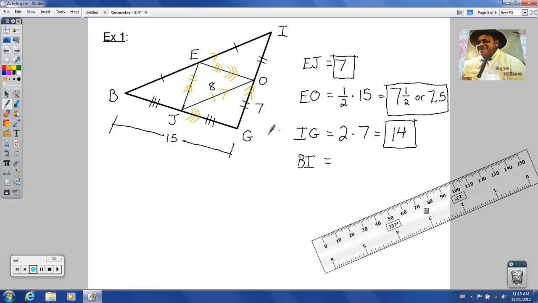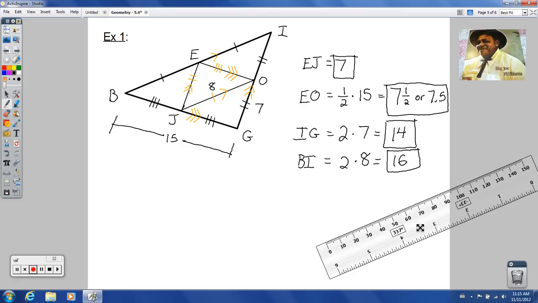And BI, what is BI? Well, this is not given to me, but I know that this is going to be half as long as this. In other words, I know that BI is going to be twice as long as JO. So I could do 2 times 8, which would be 16. Hopefully this is coming along pretty easy for you. I think it's a pretty easy theorem to understand once you start catching on.